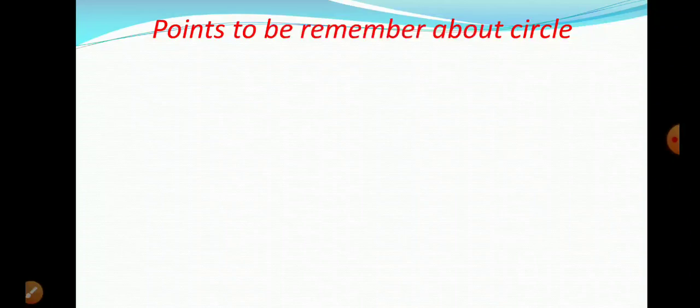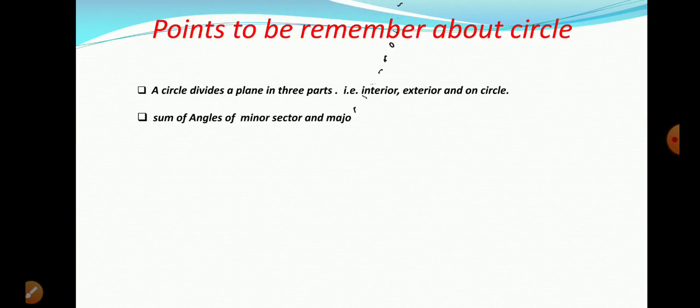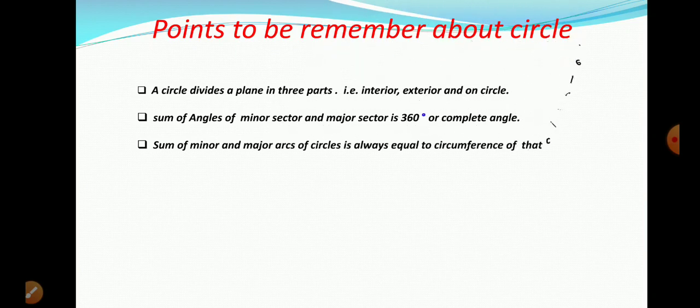There are some points to be remembered about circle. A circle divides a plane into three parts, that is interior, exterior and on the circle. The sum of the angles of minor sector and major sector is 360 degree or a complete angle. That is, the central angle of minor sector plus the central angle of major sector is always equal to 360 degree. The sum of minor and major arcs of a circle is always equal to the circumference of the circle.